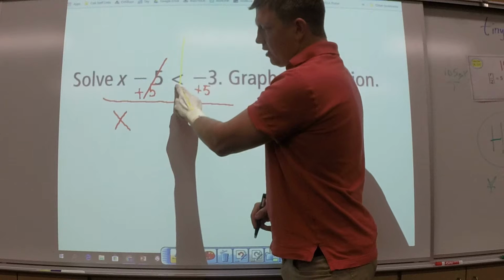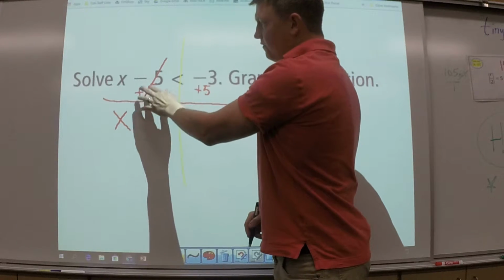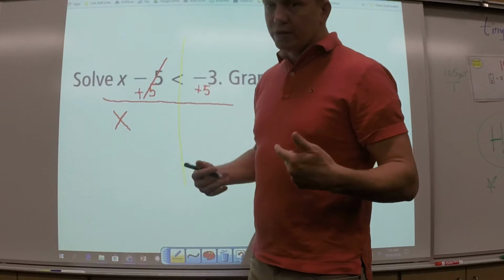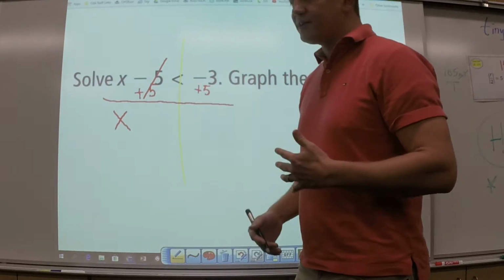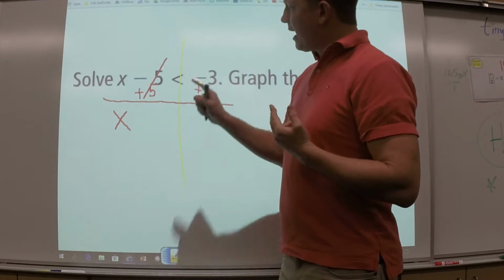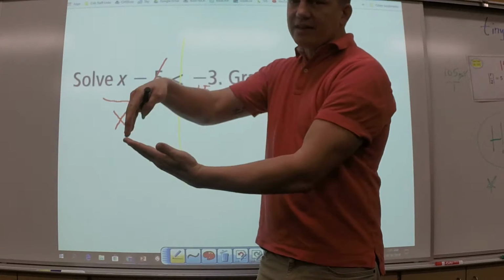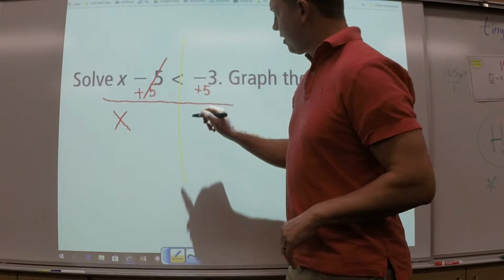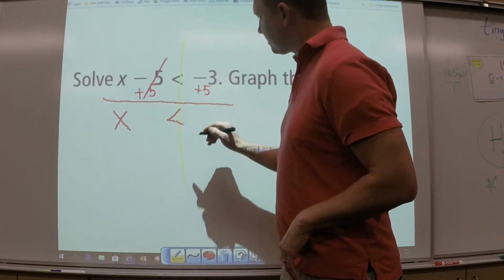We keep our inequality facing the same way if all we did was add or subtract. Okay? There is this rule in the next section that says if you were to multiply or divide by a negative number, then you would take that inequality and flip it around. That'll be in the next section, not this one. All right? So we keep the inequality facing the same way.